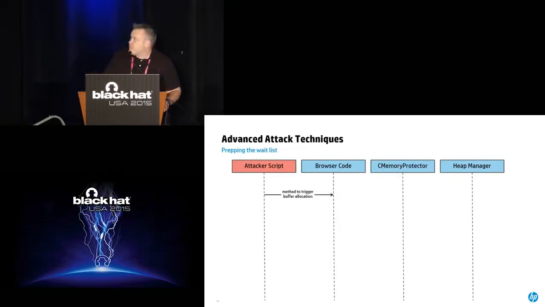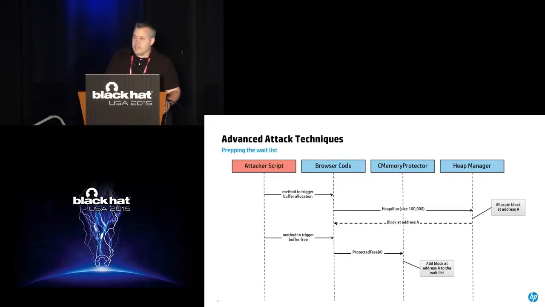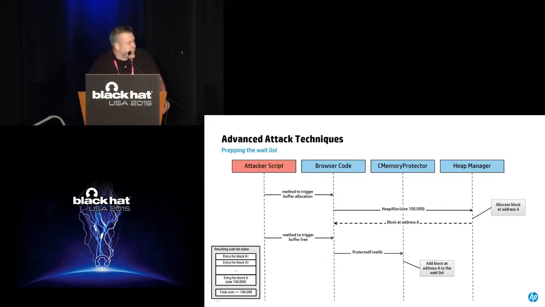So the first thing that we're going to do is prep the waitlist to ensure that the next time the reclamation process occurs, it will occur when protected free runs. So we're going to find a way to allocate a 100,000 byte block, and then we're going to free that block using protected free. And as we know, protected free will add the block to the wait list after it's done. We result in the wait list here having block A on it. So at this time, the next time protected free is called, the reclamation process will occur.